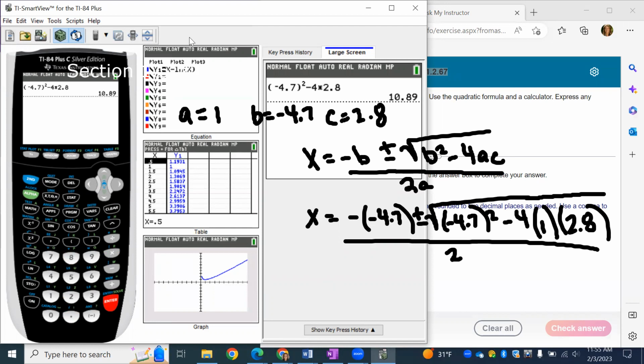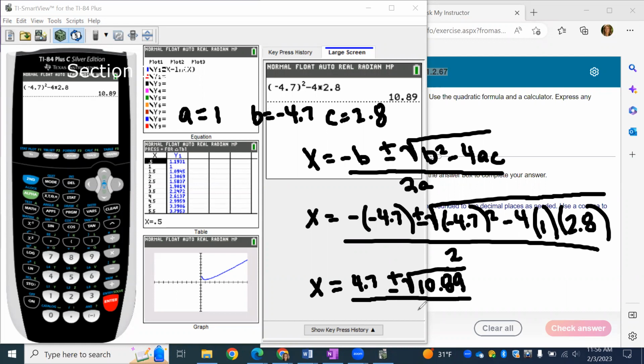So what I then like to do is rewrite the formula. This time though, I will simplify any signs outside the radical. For instance, I have negative 4.7, so I'll rewrite that as 4.7 plus or minus the square root of, and now instead of having b squared minus 4ac, I'll replace that with 10.89, and this is all divided by 2.